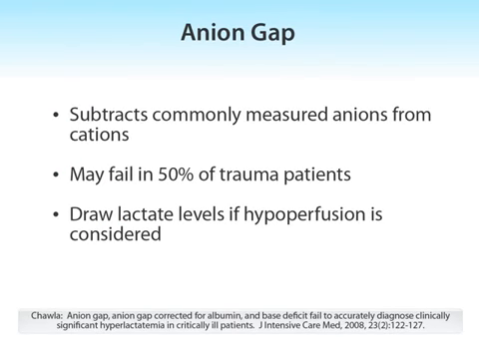Using the law of electroneutrality, the anion gap subtracts commonly measured anions from cations. Chemistry values do not measure a number of negatively charged molecules. This results in a predictable anion gap. However, a growing anion gap indicates the presence of unmeasured anions, such as lactate. Several formulas and corrections of the gap exist.